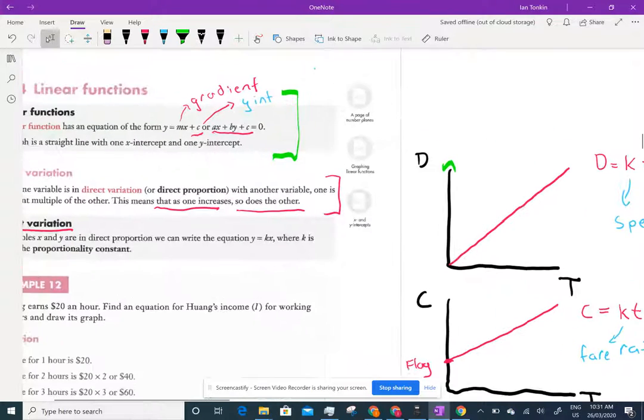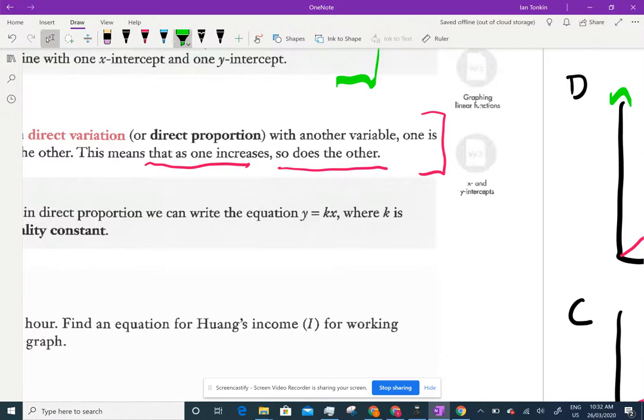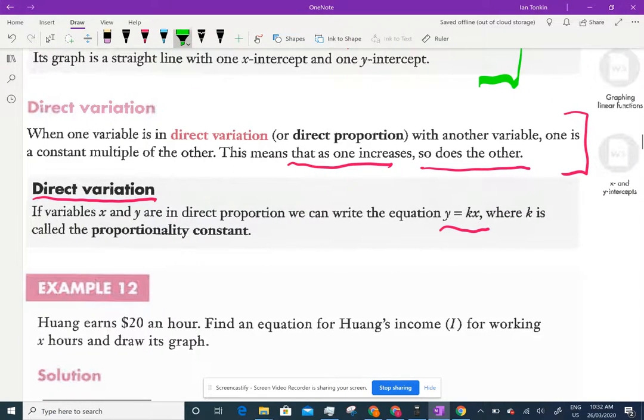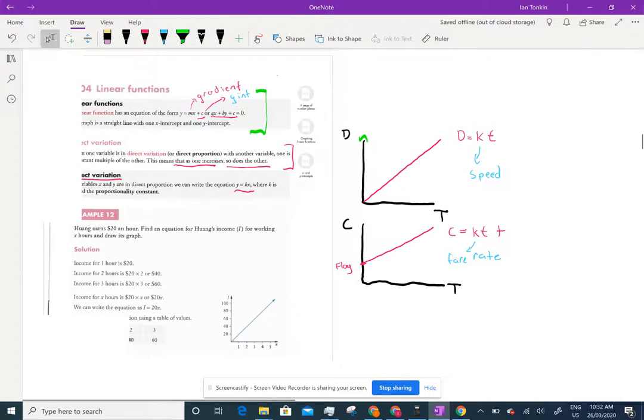So they're the two new things. All right, this linear function stuff, the y-intercept form and the general form, you will have seen those before. But the words direct variation, and they're in the syllabus, and direct proportion relate to, and have a look at here, this y equals kx, where k is the proportionality constant. Okay, so let's have a look at some of the questions.